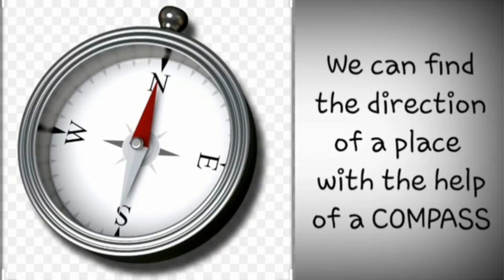We can find out the direction of a place with the help of a compass. Look at this pic. It is an instrument used to find out main directions. Its magnetic needle always points towards north-south direction. The point of the arrow marked in red always points towards the north.